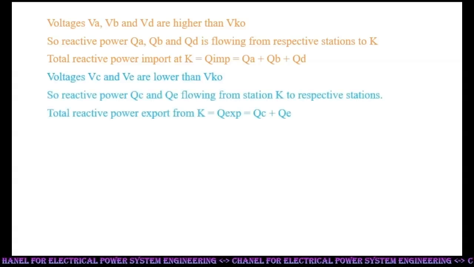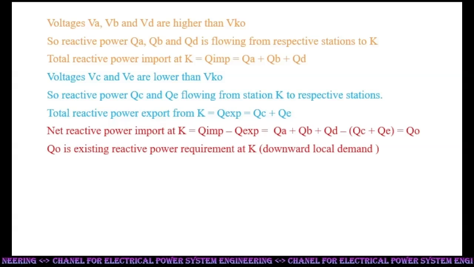Voltages VC and VE are lower than VK0. So reactive power QC and QE is flowing from station K to respective stations. Total reactive power export from K is equal to QEXP is equal to QC plus QE. Net reactive power import at K is equal to QIMP minus QEXP is equal to QA plus QB plus QD minus QC plus QE is equal to QK0. QK0 is existing reactive power requirement at K, downward local demand.